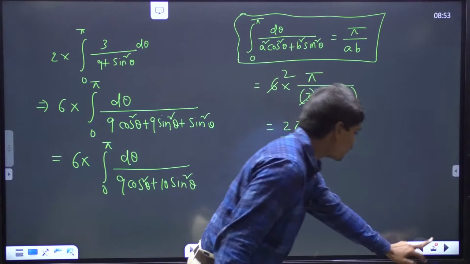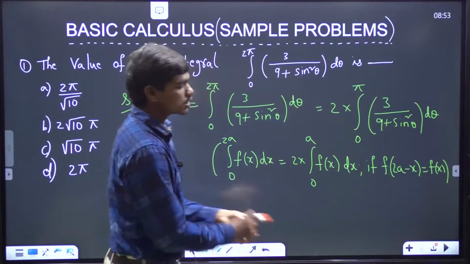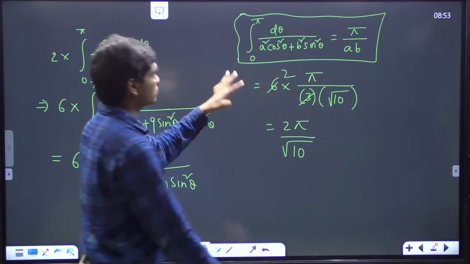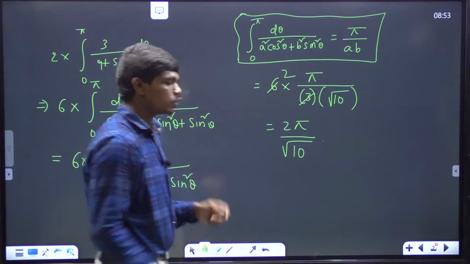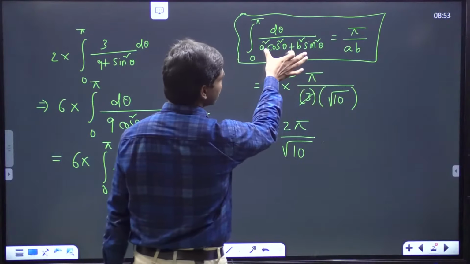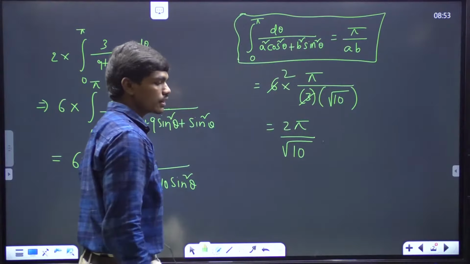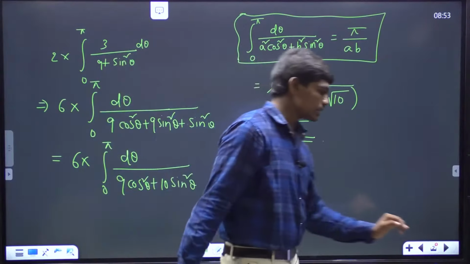See, the main interest in bringing out this 2 is because we have a direct formula for this kind of integration. No, limits are not a to b. This a and b basically come from here, a square cos square theta plus b square sin square theta. Okay, clear? So see here.